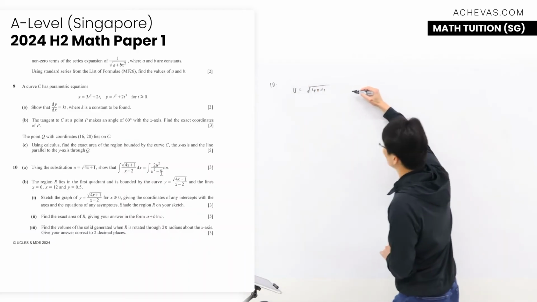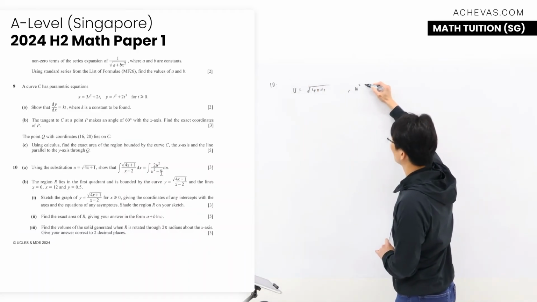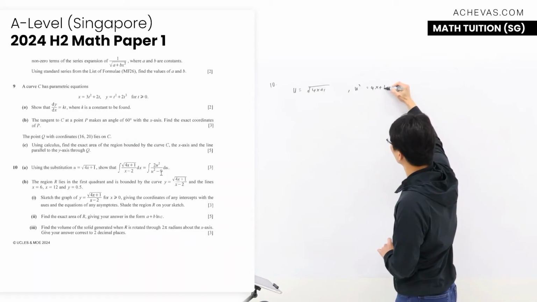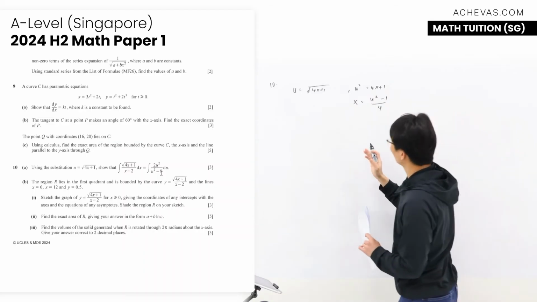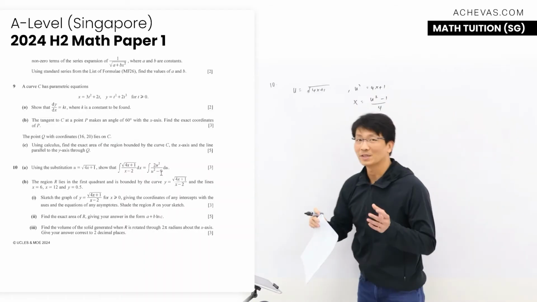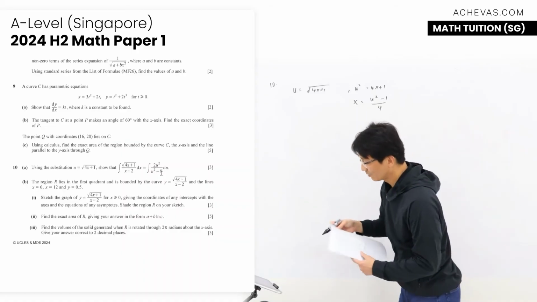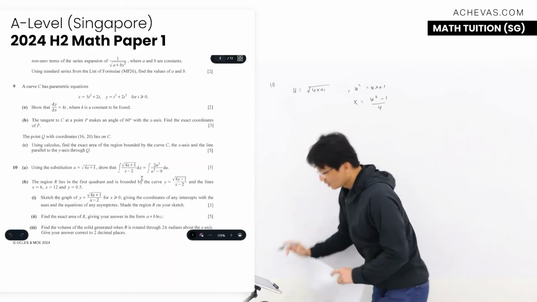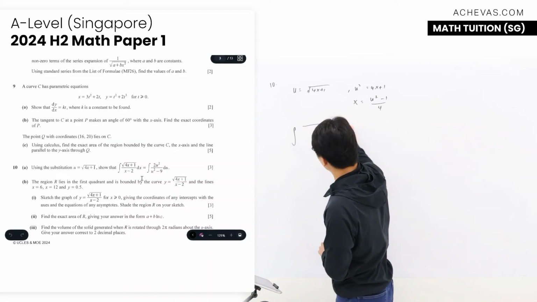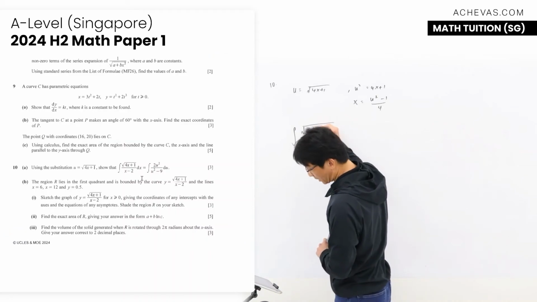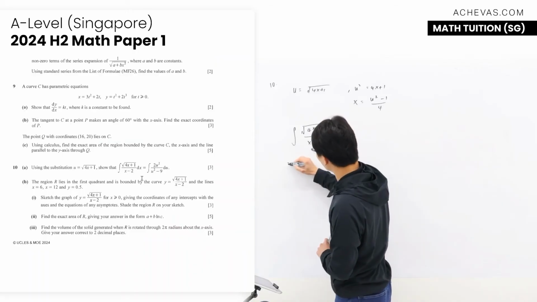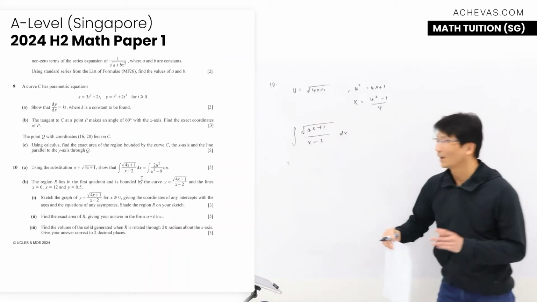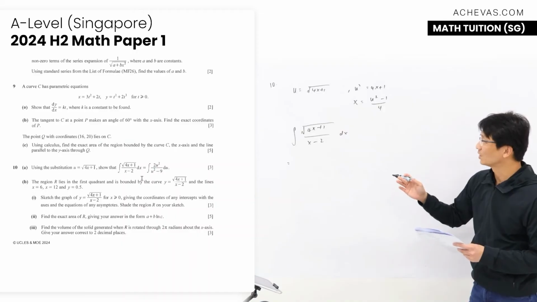Okay, so maybe we can just square both sides first. We have u squared equal to 4x plus 1, and x equal to (u squared minus 1) over 4. I'll just write this expression here for my reference to replace all the x I see from my original expression, which is the integral of square root of 4x plus 1 over x minus 2 dx.